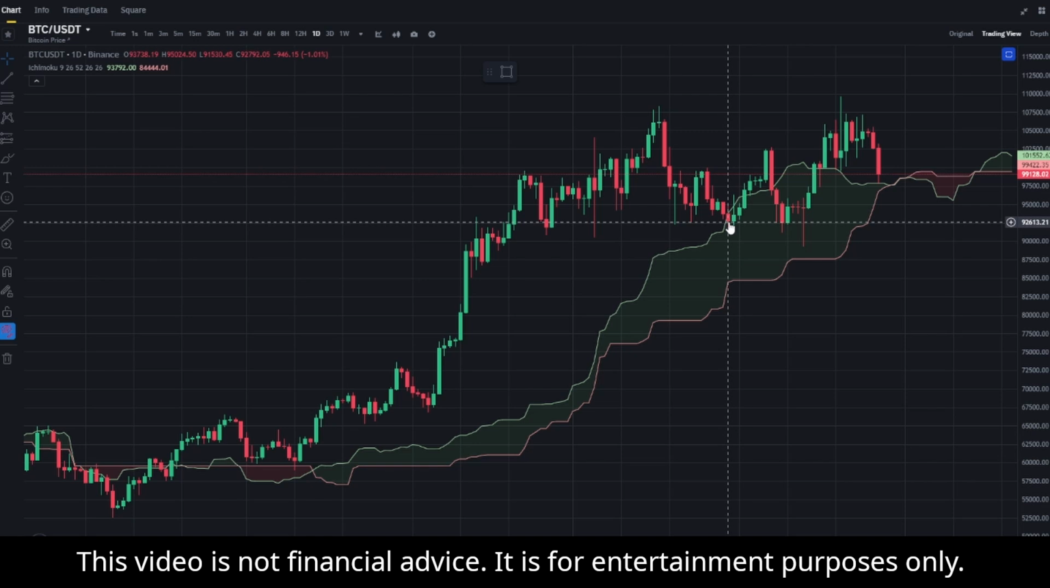So as you can see, this is a momentum or a trend following strategy. We don't use the other lines that define this Ichimoku indicator, like the Tenkan or the Kijun. No, we just use the cloud, in fact.